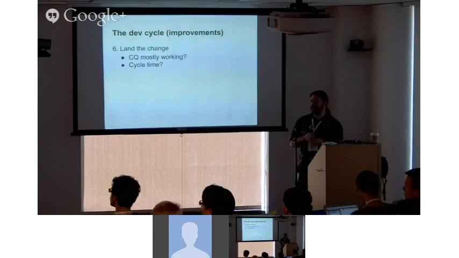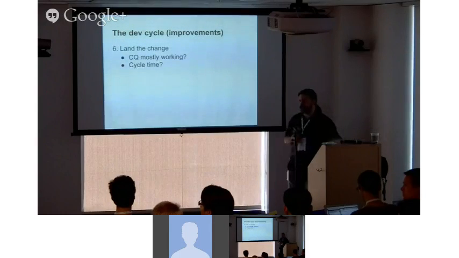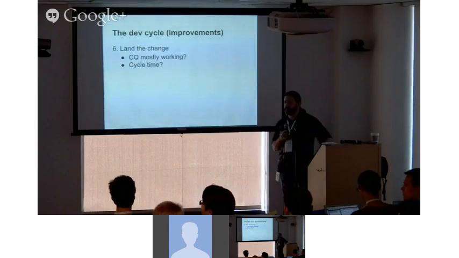Just a quick question with the commit queue. If I upload my patch for review and click the try bots straight away, does that help my cycle time? Like if my reviewer takes 15 minutes to review it, have I sort of gained 15 minutes of time there?